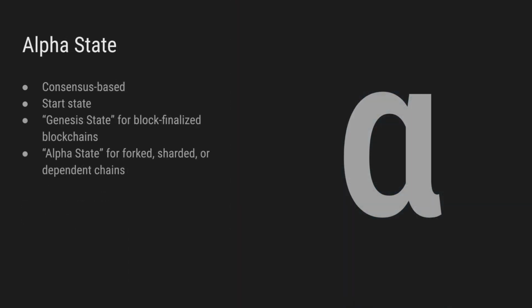The alpha state. This is the initial start state of a chain. It is under consensus rules and deterministic. For classical blockchains, we call this genesis state. For chains that can be forked and joined, we call this alpha state. The alpha state is created by the parent chain for a forked or sharded or dependent chain or subchain.